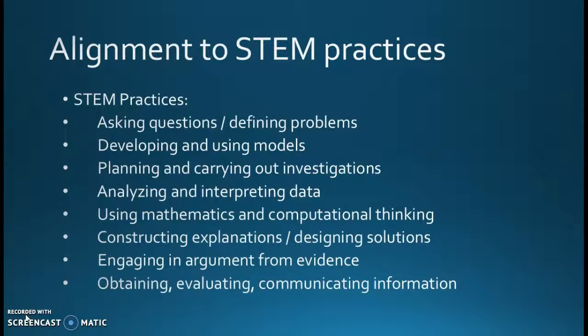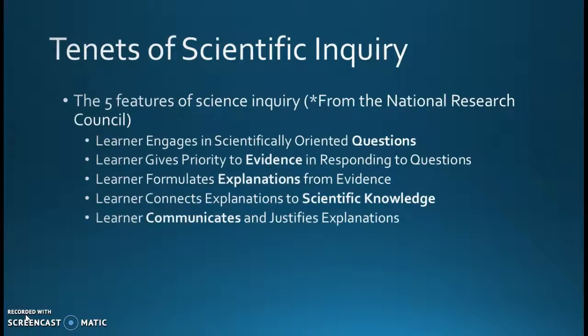Students do have to construct explanations based on that data, and using that evidence they have to evaluate what causes the phase change of the moon and communicate that information through their answer. Throughout the scientific inquiry, they are engaging in scientifically oriented questions, and evidence and explanations are obviously key. The learner does connect their explanations to the scientific knowledge about the phases of the moon, and the learner does have to communicate and justify their explanations throughout those analysis type questions.